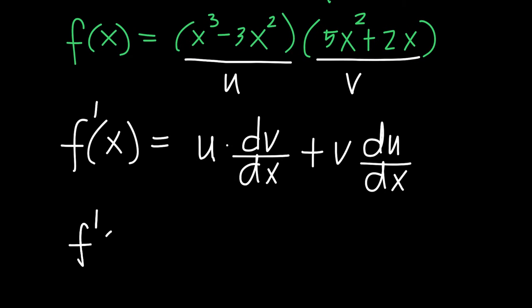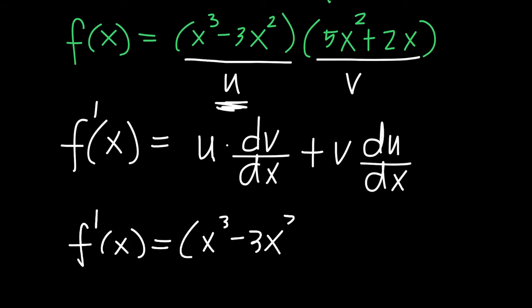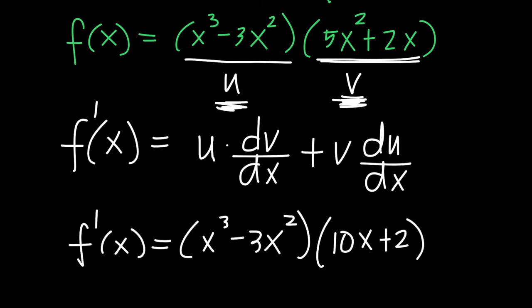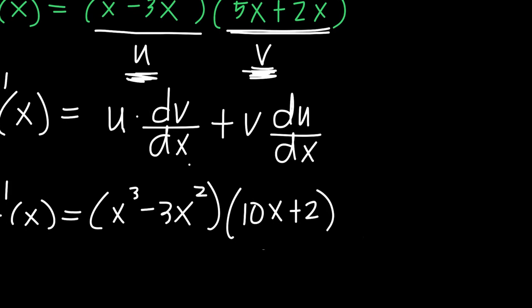So the derivative based on the rule is u. That means you copy whatever u you have, so x cubed minus 3x squared times dv over dx, the derivative of v. So using the power rule, differentiate 5x squared plus 2x, and that will be 10x plus 2. And then you proceed, so you're done with the first part. You now go to v du over dx.